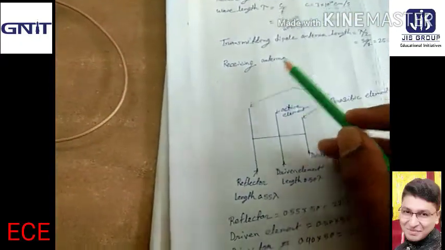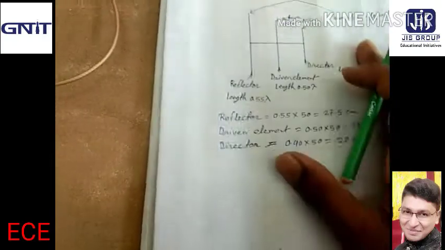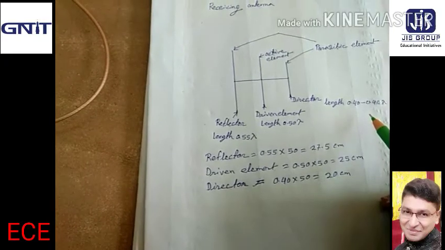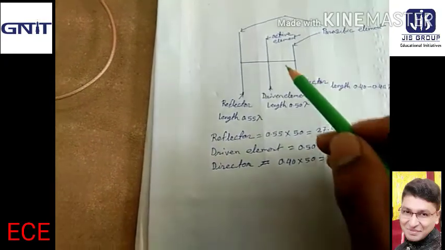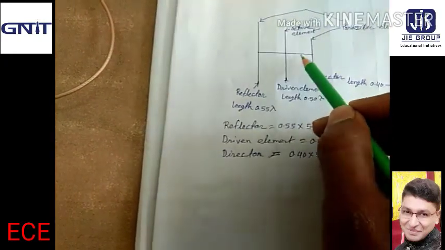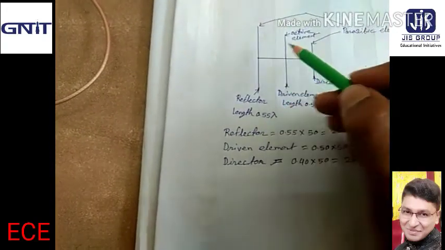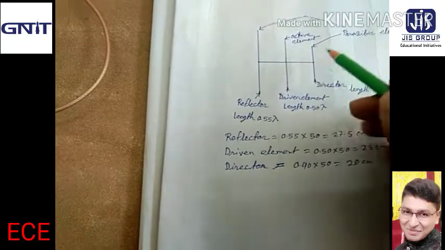Now the receiving antenna, that is the 3-element Yagi-Uda antenna. The feed is also 1 centimeter, and this is the reflector, driven element and director.